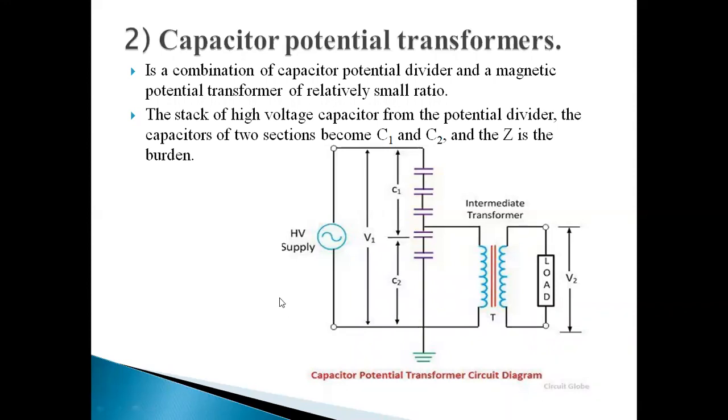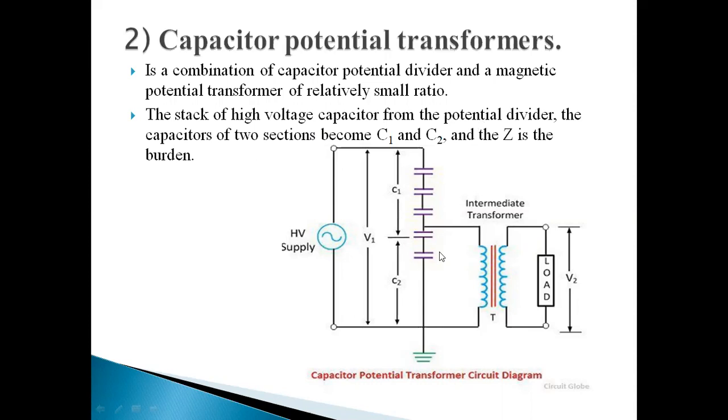Here a very high voltage supply is there, so it can be measured by connecting a voltmeter. These five capacitors are divided into two sections, so the voltage is divided here. Then the intermediate transformer is there, and it is connected to a load, so we can check the voltage across this load. Now the stack of high voltage capacitors forms the potential divider; the capacitors of two sections become C1 and C2, and Z is the burden.